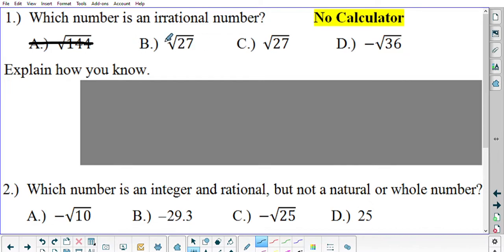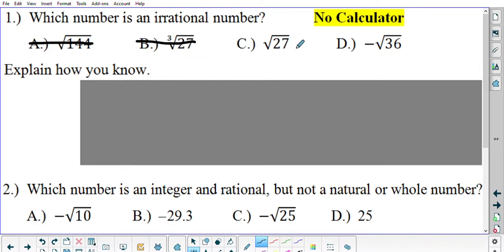What about choice B? The cube root of 27. Is 27 a perfect cube? Well, if you go to your previous guided notes, it is. The cube root of 27 would equal 3. And so that's not an irrational number.